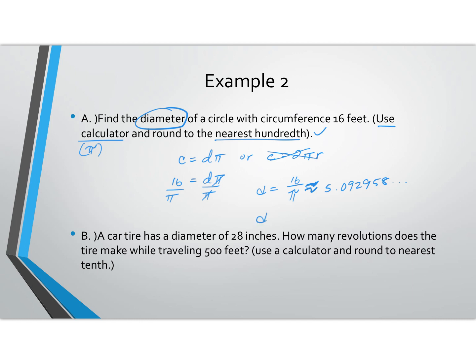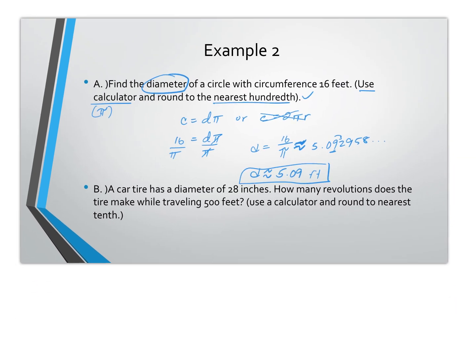Well, remember, I want diameter is approximately equal, and I'm rounding to the nearest hundredth. Since this is the hundredth, I look at the number to the right of it. If it's between 0 and 4, then that number stays the same. If it's between 5 and 9, then that number would go up. So it did not, it's 5.09, and it's feet. So that's how I find my diameter.